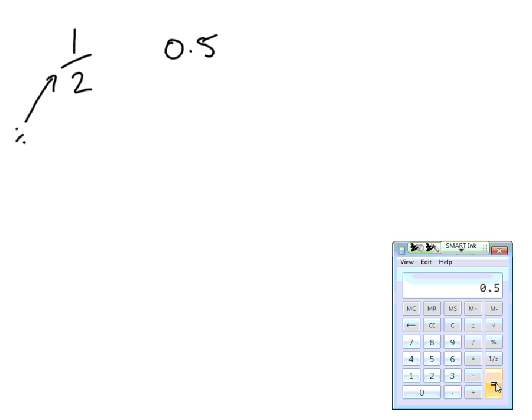If we now want to change our 0.5 into a percentage, we multiply it by 100, and we get 50%.